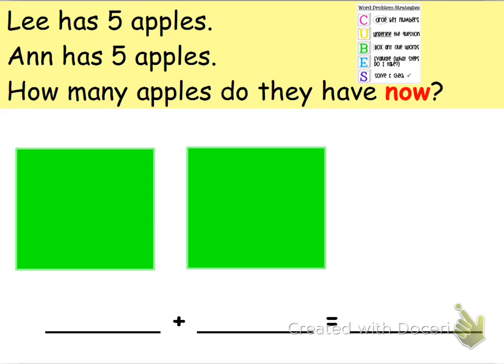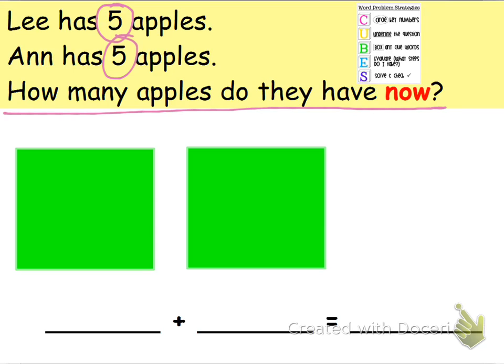Okay, and this time we're going to circle those numbers while we're reading. So Lee has 5 apples and Anne has 5 apples. How many apples do they have now? Now we're going to underline the question because we circled the numbers. The question, we found that question mark, and that's what's behind it. It's what's behind it right before you see the next period. So now our question is, how many apples do they have now?